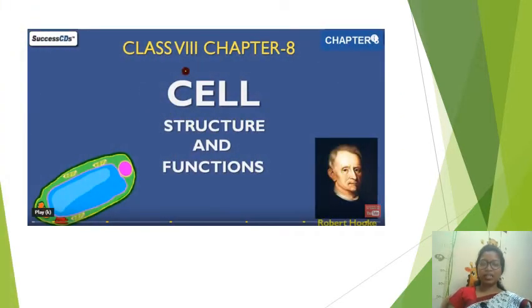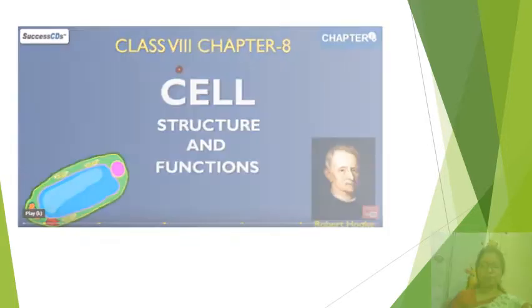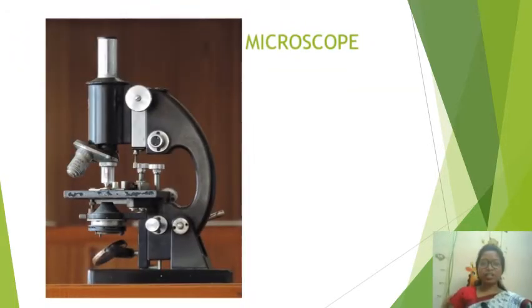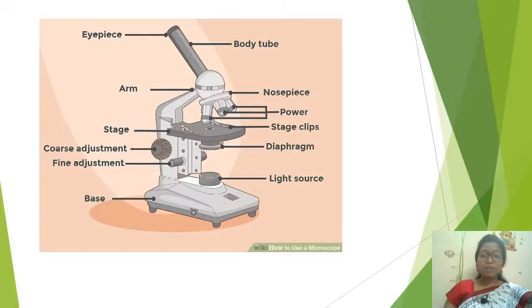Today we are going to study a chapter from biology, that is cell structure and functions. Do you know what is microscope? So this is the image of a microscope, and this is called compound microscope we use in the laboratory. Do you know what are the parts of microscope? So today let us see what are the different parts of microscope.